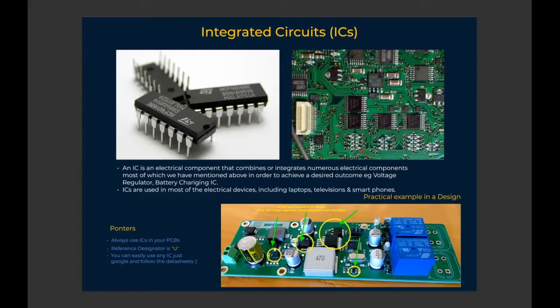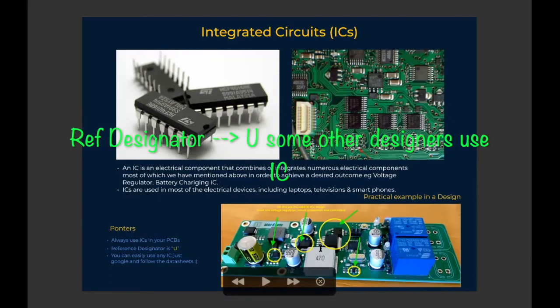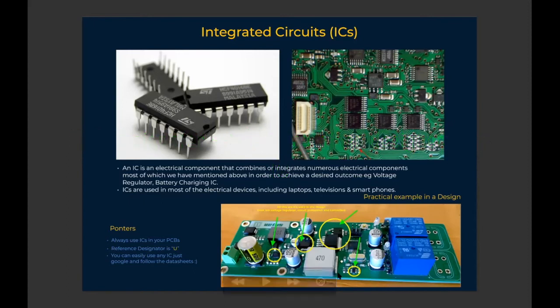So ICs are used mostly in electrical devices, say like laptops, television, or smartphones. You'll find them there. Anything that you see resembling either of the images as shown here, it's just an IC. What are the pointers here? So when you see U, that's one of the things. On your PCBs, when you see U, that will always be an IC.